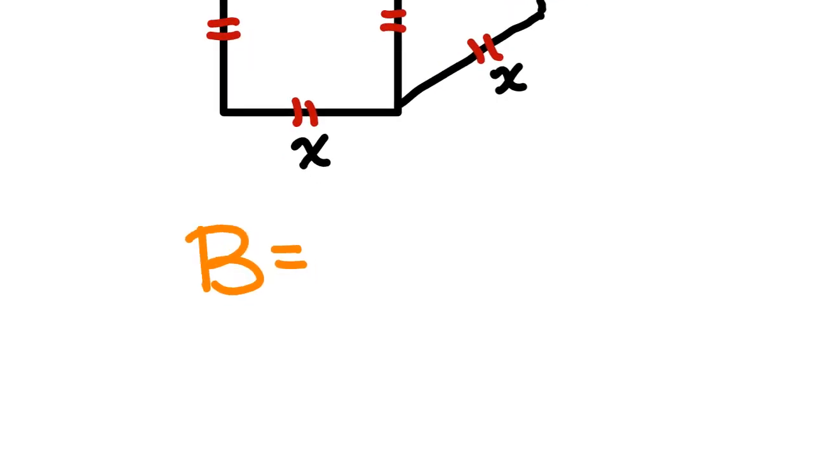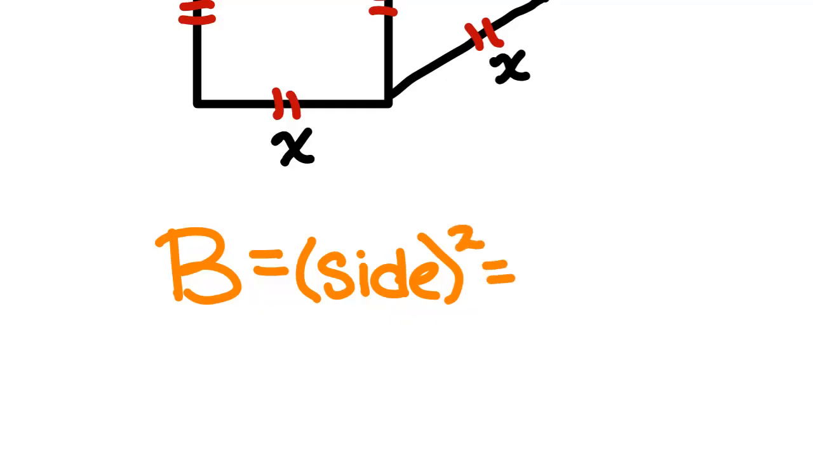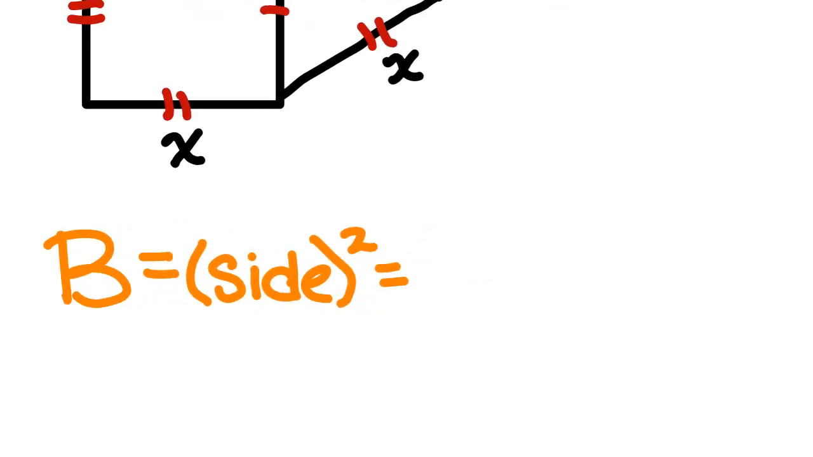Close. Very, very close. It's side squared. Oh, I thought I heard something in addition to that. I am so sorry. That'd be my hearing. Side squared. And how big are the sides? X. So my base area is x squared.